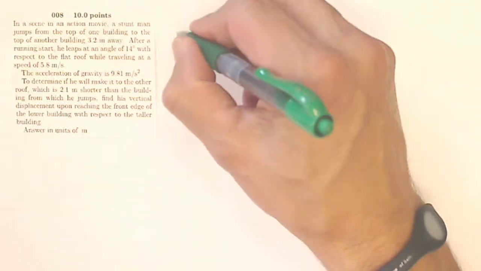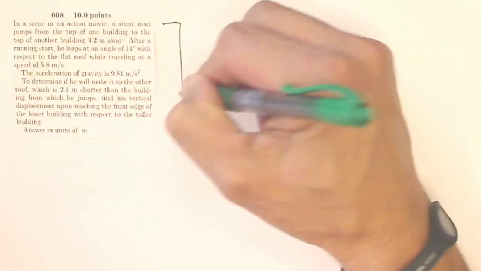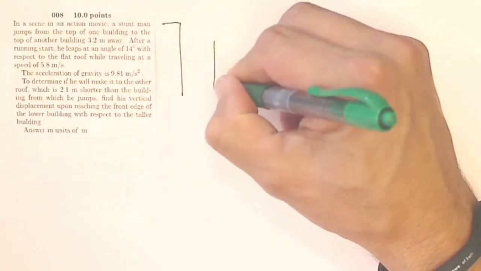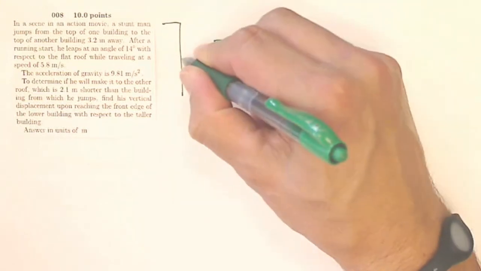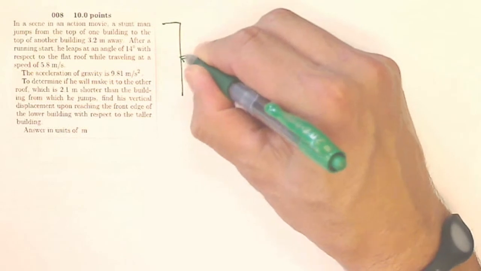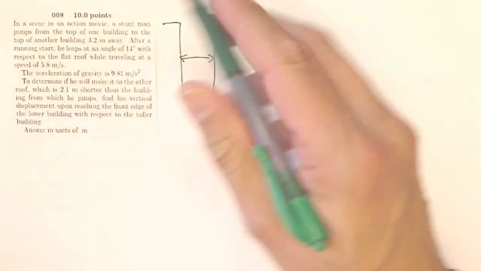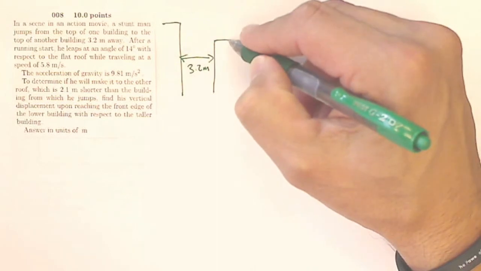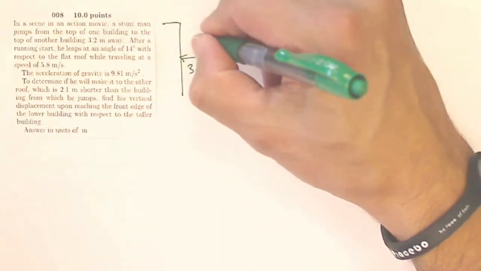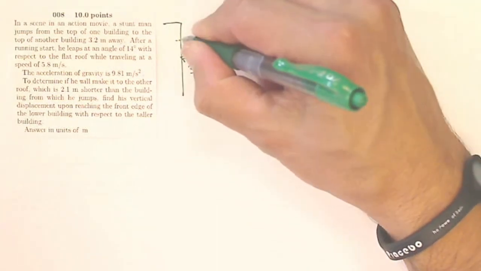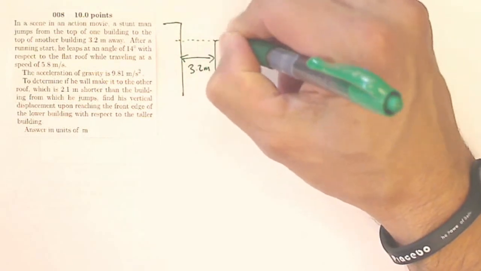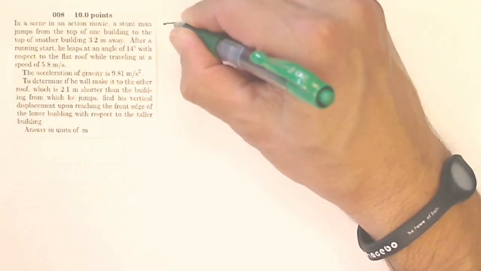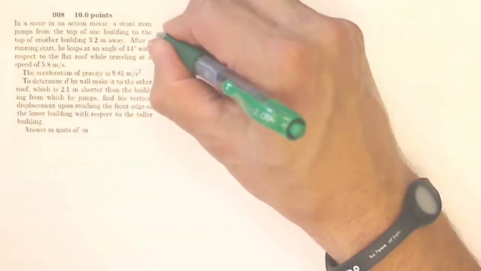Okay, I think a picture would be in order here. I've got one building. I've got another building. I know that this displacement here between the two buildings is 3.2 meters. I know that this building is a little bit shorter than this building, so that if this were this dotted line here, this distance here is going to be 2.1 meters.